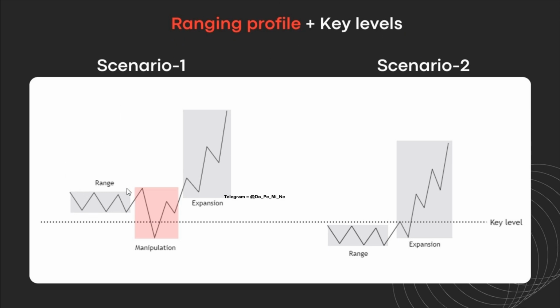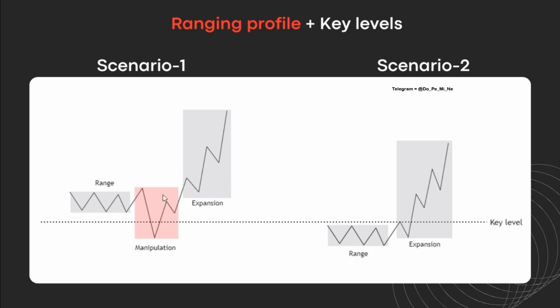The first one is when price forms a range and the ranging profile ends without testing a key level, right? Now, this key level could be in the form of an order block, a breaker block, or maybe a high and a low, right? That doesn't matter. What matters is the logic behind it. The first scenario is when price forms a range above a key level, and you can see right here that the ranging profile has ended without the key level being tested. So in that case, what are we going to expect?